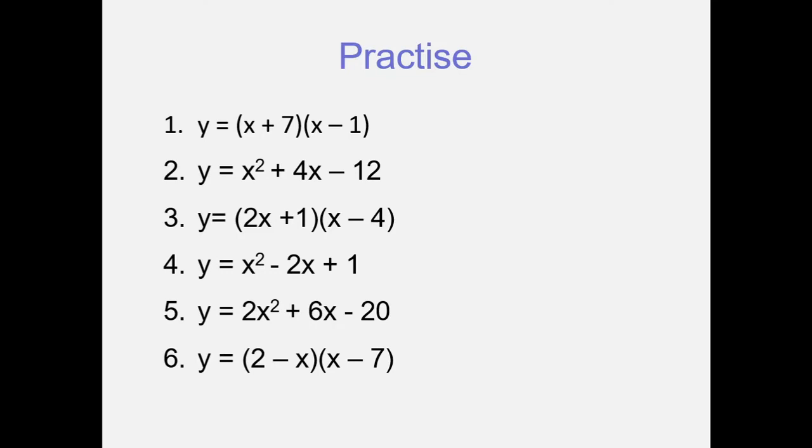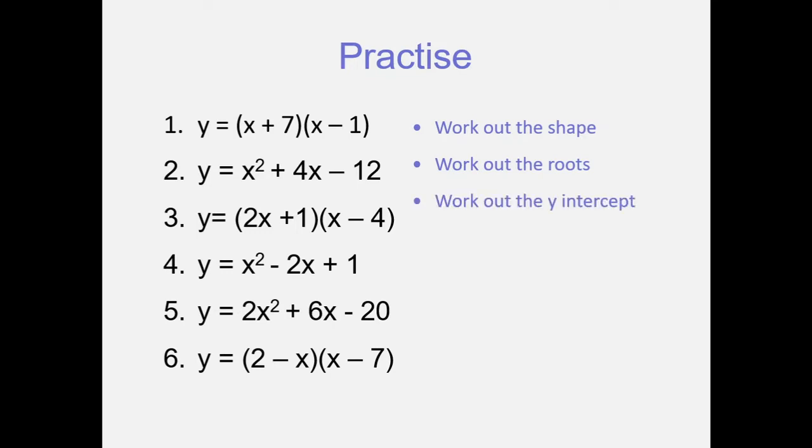Before you do your sketch, you need to work out the shape of the quadratic. Is it a positive, so happy face parabola, or a negative parabola, so a frowny face? Work out the roots, so when will y be equal to 0? That's where it crosses the x-axis. Work out the y-intercept: when x is equal to 0, what's y? Draw the curve. Draw the x-axis, showing either it crosses the curve in two places, it just touches the curve in one place, or maybe it doesn't cross the curve at all.